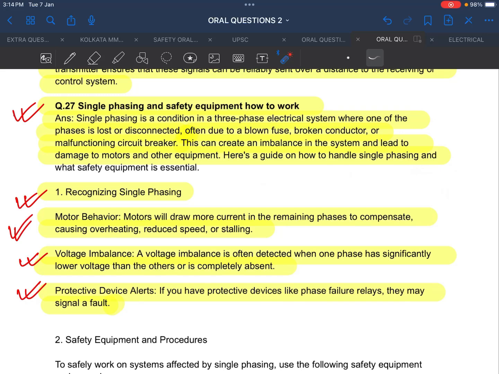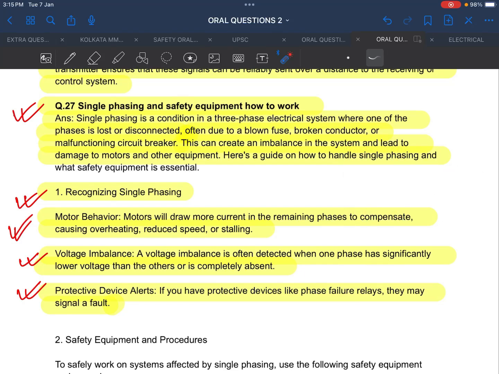The next question is single phasing and safety equipment. What is single phasing? Suppose you have 3 phases and any one phase is open circuited, or due to a loose connection it gets disconnected from the circuit.